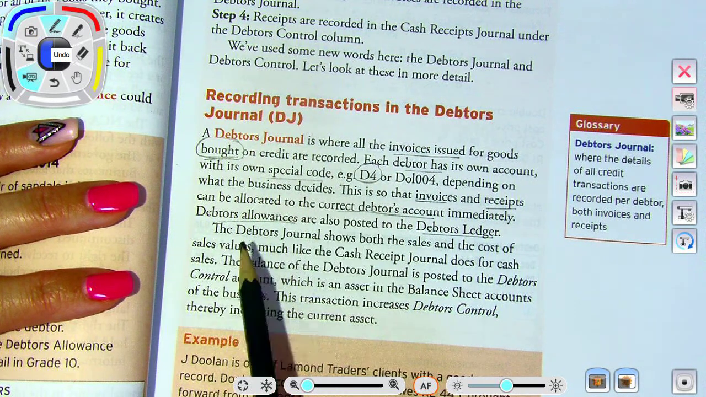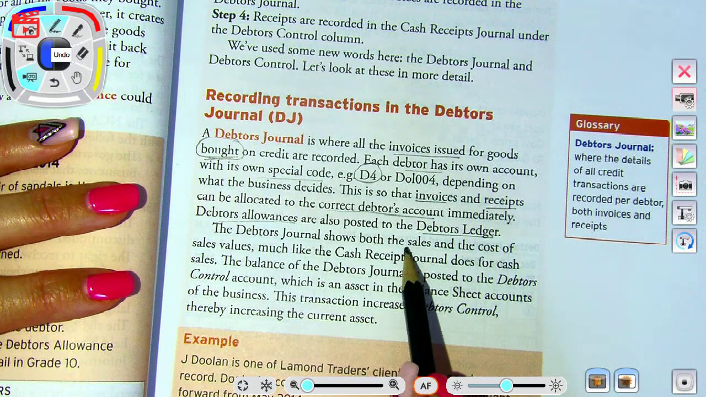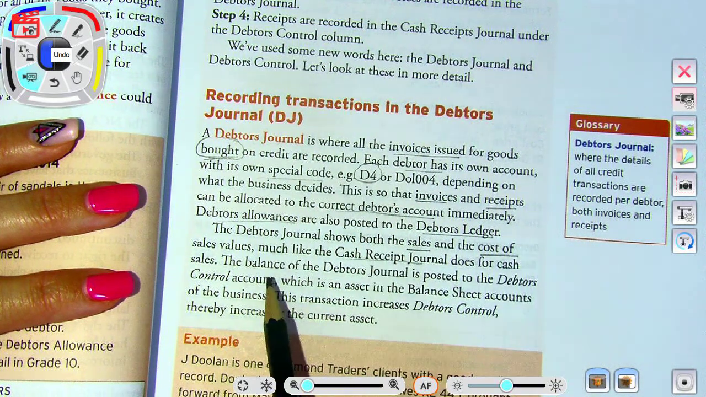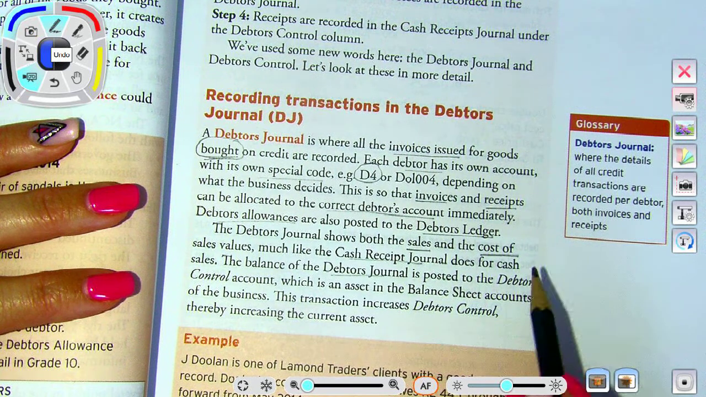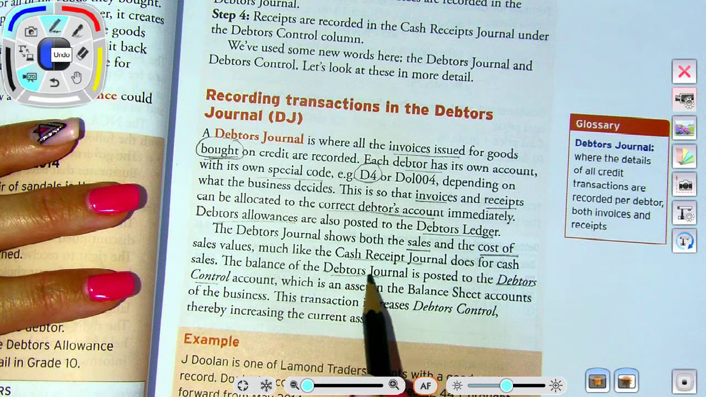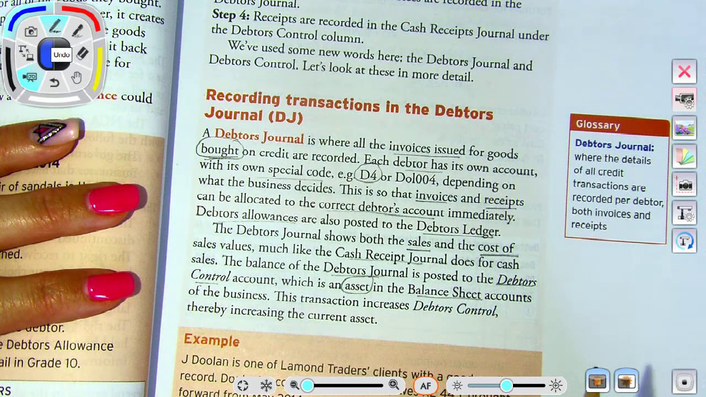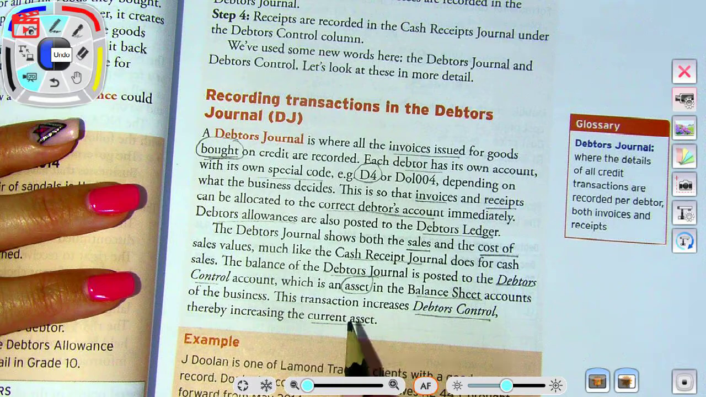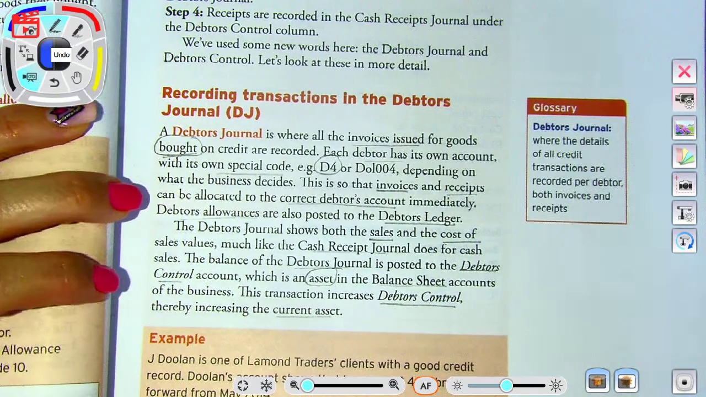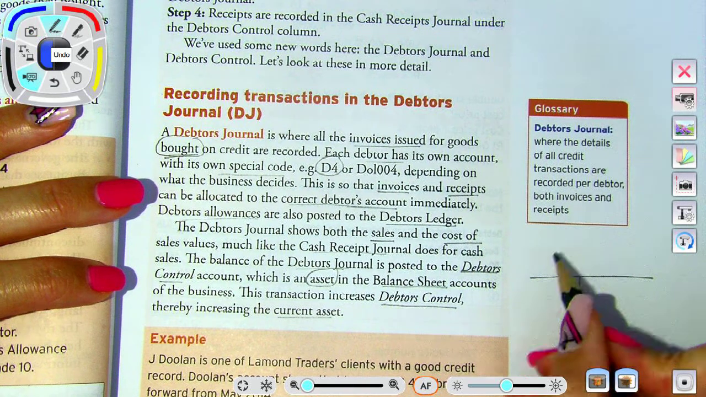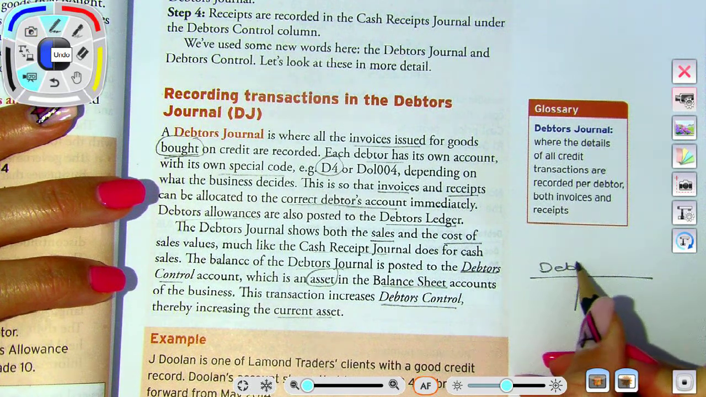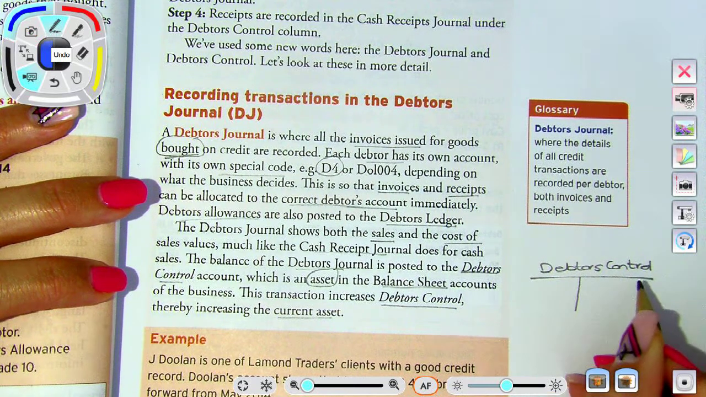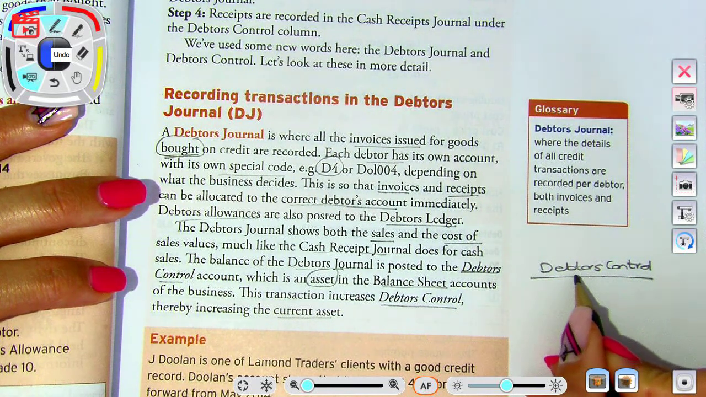The debtor's journal shows both the sales and cost of sales values, so it's much like our CRJ. The balance of the debtor's journal is posted to debtors control account, which is an asset in the balance sheet accounts of the business. This transaction increases debtors control, thereby increasing the current asset. So just a little explanation here. Debtors control, so we are going to have a new column in our CRJ called debtors control. Okay, which means we will also have a new T account called debtors control. Debtors control is a control account for people who owe me money.